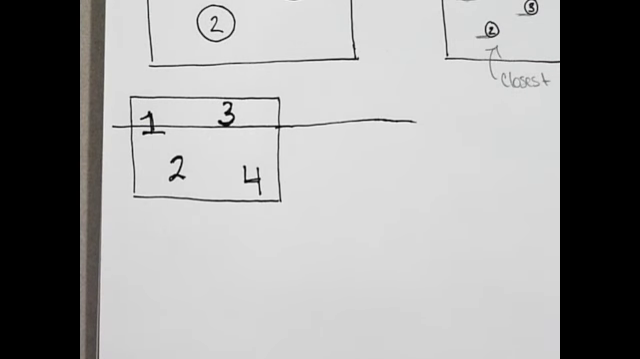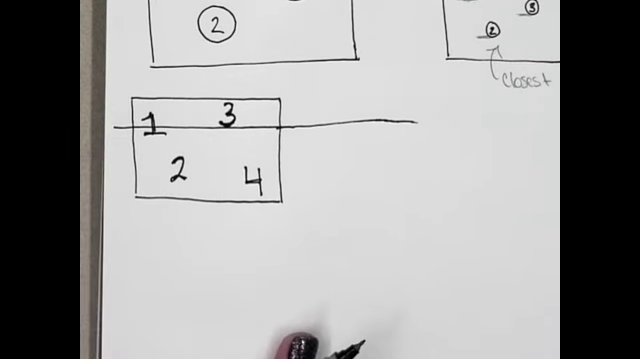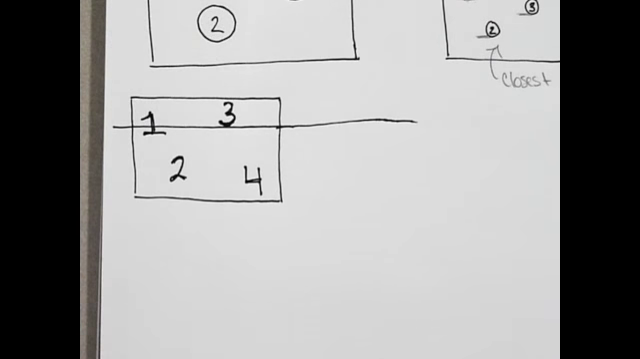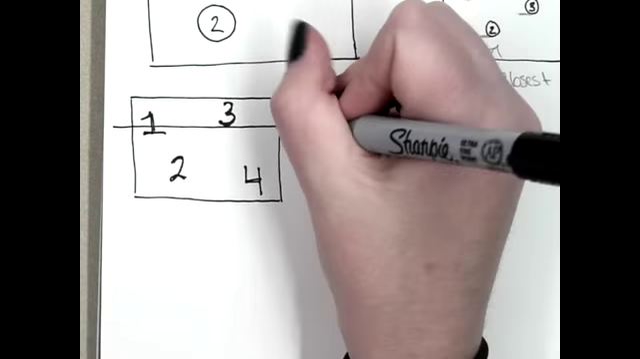Which number is farthest away from us, Mallory? 3. How do you know? Because it's past the horizon. Yeah, it's on the horizon line. It's as far away as things can be. Which one's closest? 4. How can you tell? Because it's the farthest away from the horizon. Excellent.